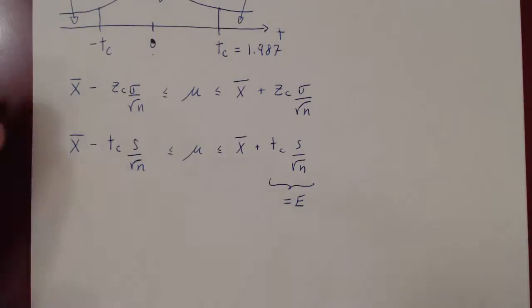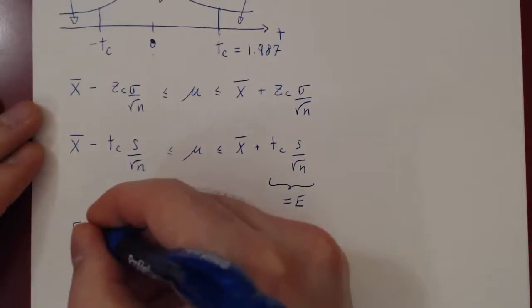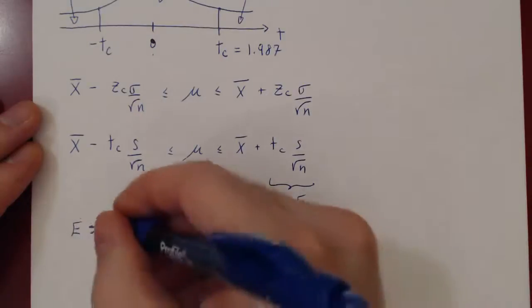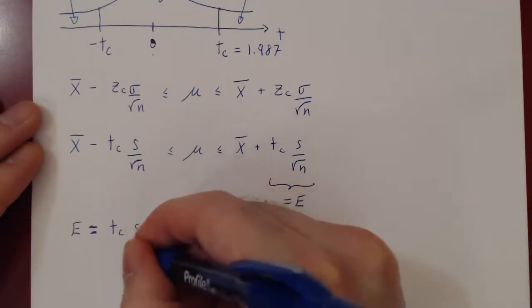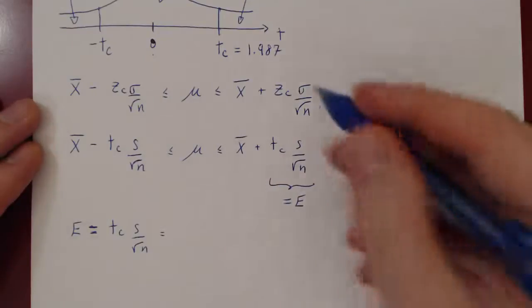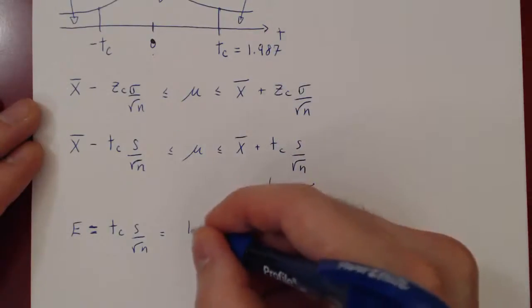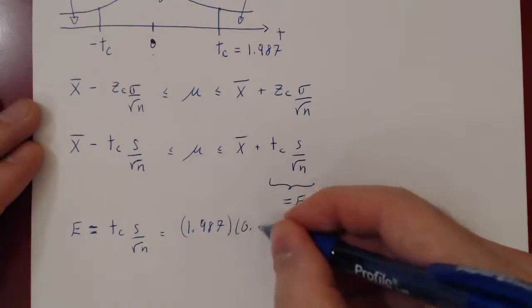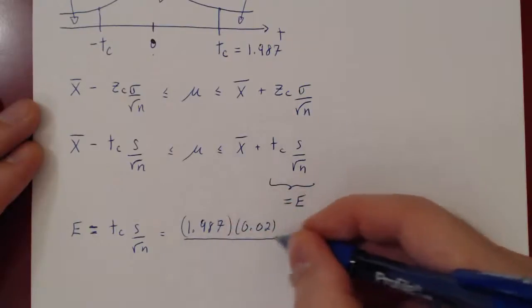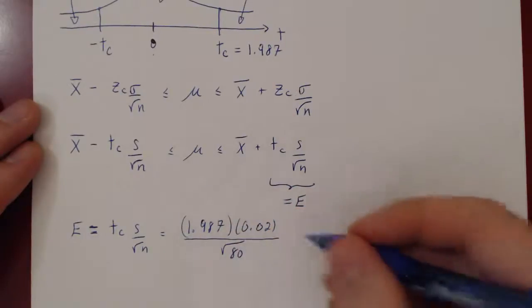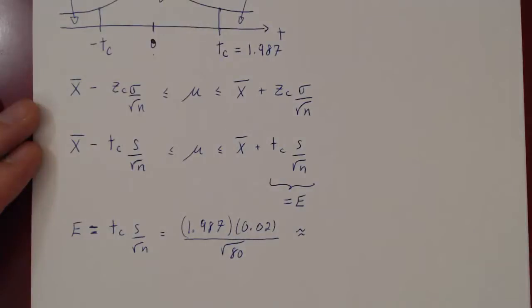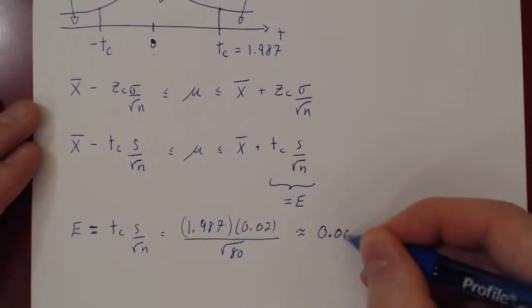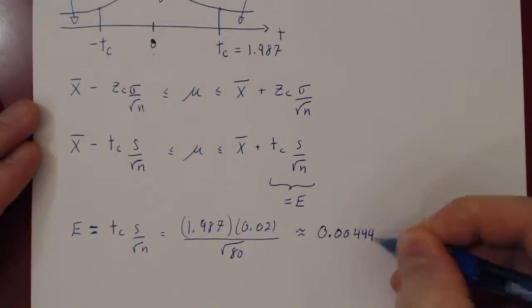Let's compute the error. The critical t-score times s over the root of n. The critical t-score is approximately 1.987, times s, which was 0.02, over the root of 80. This will be approximately 1.987 times 0.02 divided by the root of 80, 0.00444.